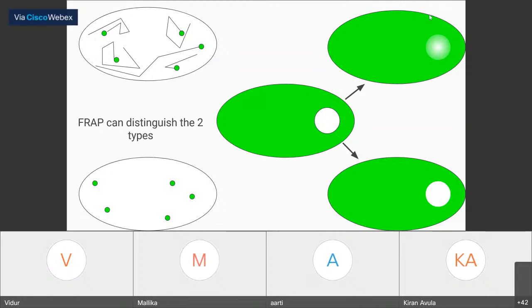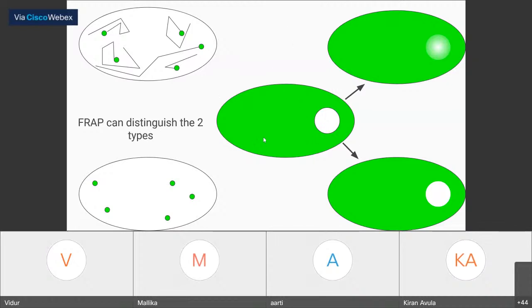The use case that most people use it for is to distinguish between two types of movement. One is a dynamic movement of molecules within the cell, and the second is where the molecules are stuck either because of interaction with certain complexes or with certain organelles. So to distinguish these two kinds of kinetics, which is a slow versus a fast state, is why people use FRAP.